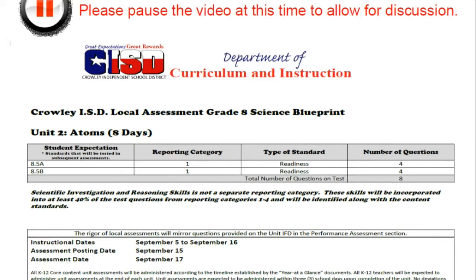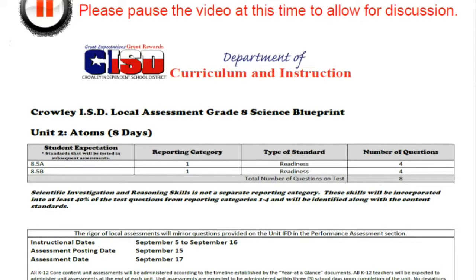The Unit 2 Local Assessment will be available for printing purposes on September 15th, and the unit should be assessed on September 17th. As per the local assessment guidelines, teachers are to administer unit assessments within 3 school days upon completion of the unit.